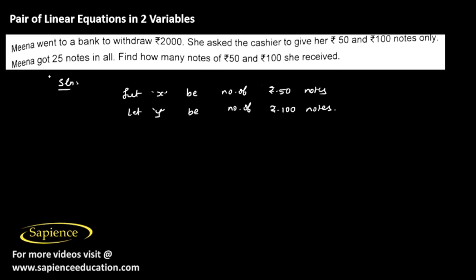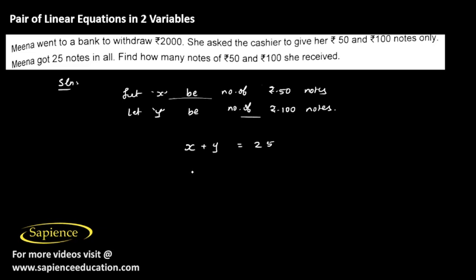It is given Meena got 25 notes overall. That is, x plus y is equal to 25. Overall notes is 25, that is number of notes of 50 and number of notes of 100. If you add them, you should get 25.